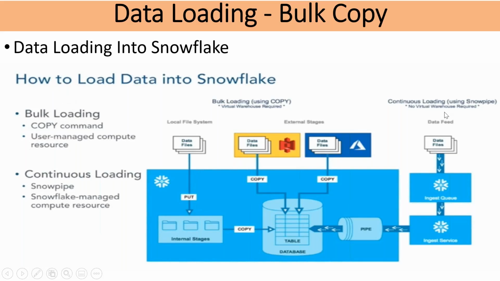And there is another thing called continuous loading. If you look at this one, there are data files, and then you see the ingestion queue, ingestion service and pipe, and then into the table. This particular thing is called Snowpipe. Using Snowpipe you can do continuous loading. Continuous loading means loading via frequency. That means every half an hour, every 10 minutes, every 15 or 20 minutes, you get the data feed and you load it into the table. That is via Snowpipe.